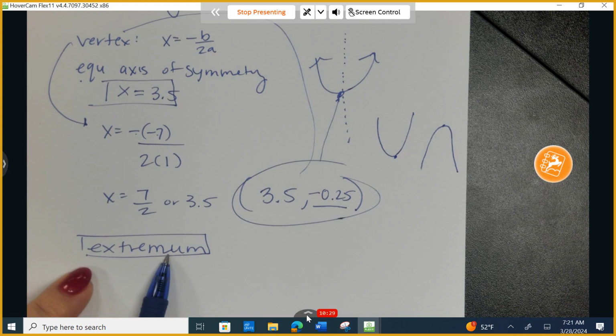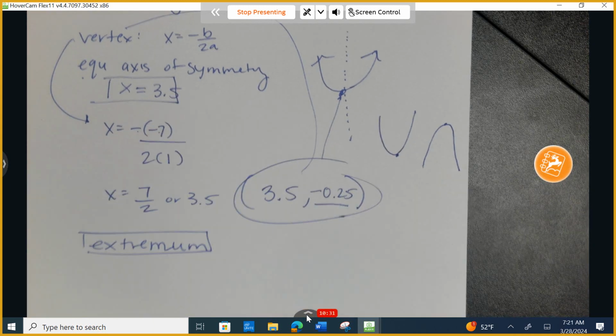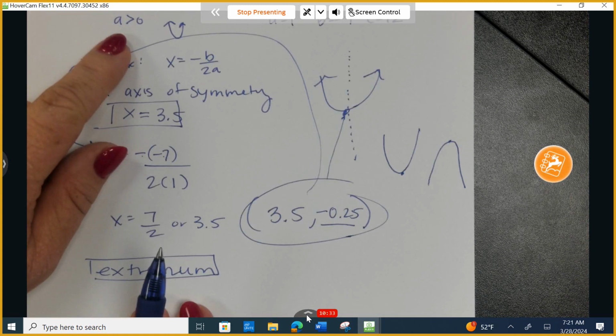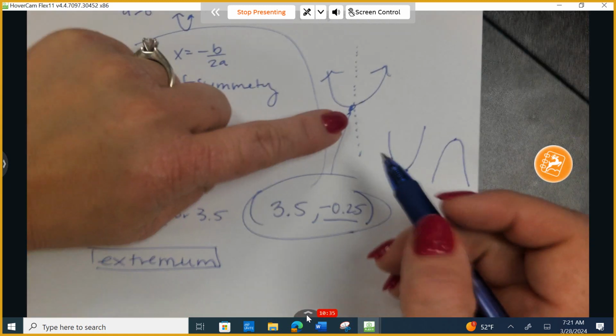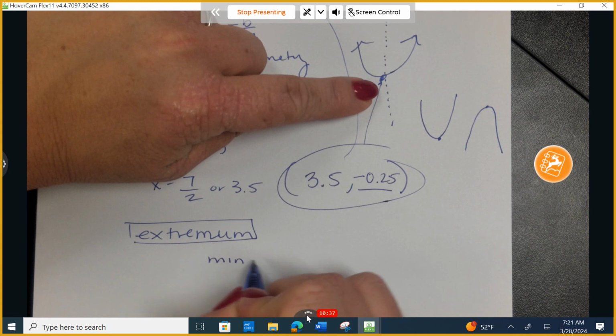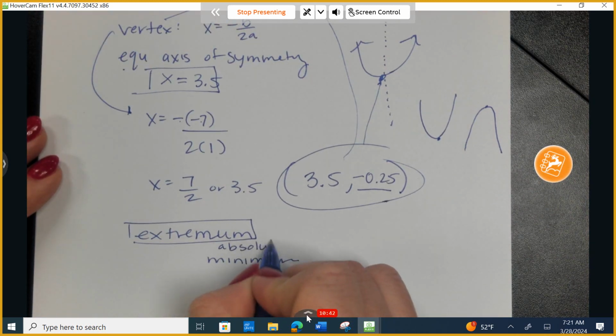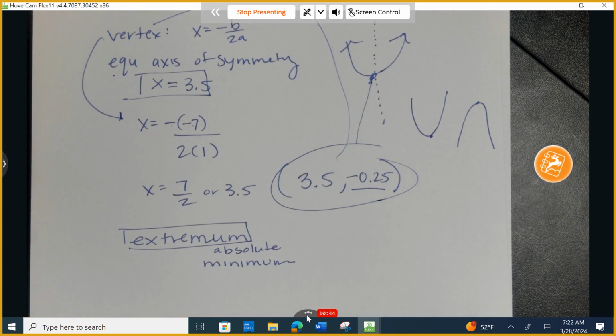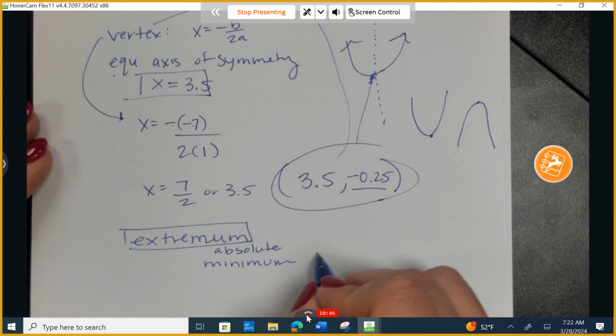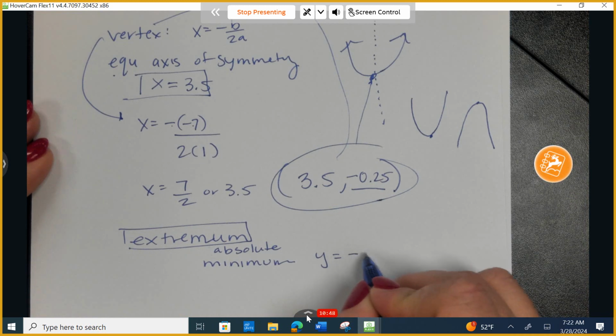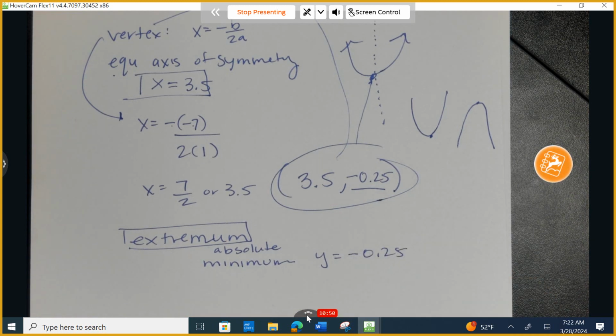In this case, what do we have for this graph? Is it an absolute maximum or a minimum based on the A value? It's going to be a minimum, right? So I'm going to write down the word minimum. And we can say the word absolute in front of it, or you may want to use the word global, but I want you to recognize those. And they're asking for the Y value, so negative 0.25.